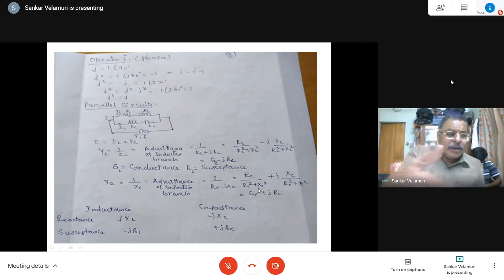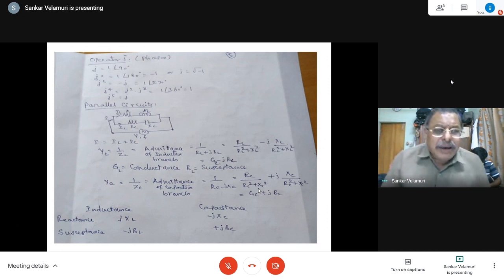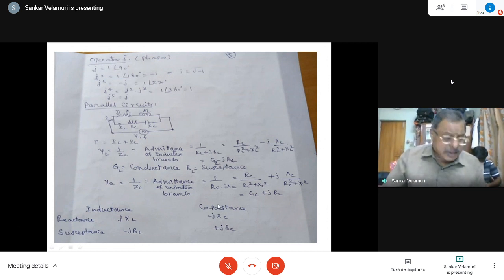And the total admittance of the branch will be YL plus YC, because admittances connected in parallel can be added, just as capacitances connected in parallel can be added up. So the net admittance is Y equals YL plus YC. Those things I have not mentioned here; it is only informally that I have given these formulae.